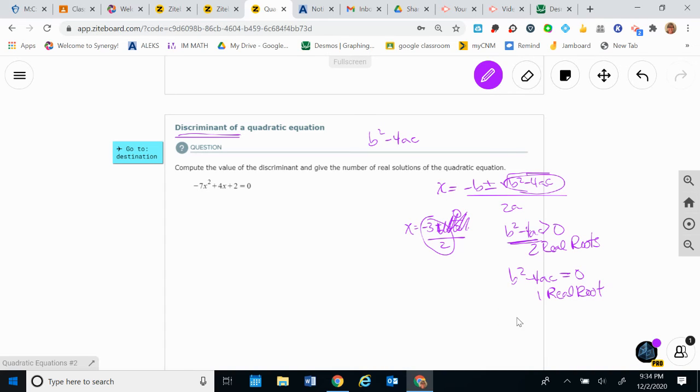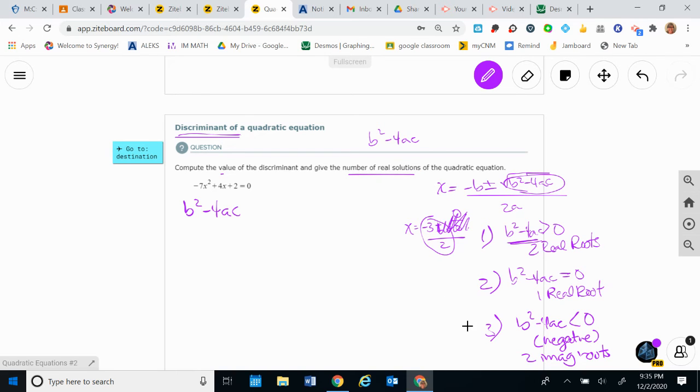Okay, so b squared minus 4ac. If that is less than 0, in other words, it's negative, you get 2 imaginary roots. So when you're looking at this quadratic, all you need to find out is b squared minus 4ac, and you need to figure out whether or not it fits this situation or this situation. Because it says compute the value of the discriminant and give the number of real solutions.